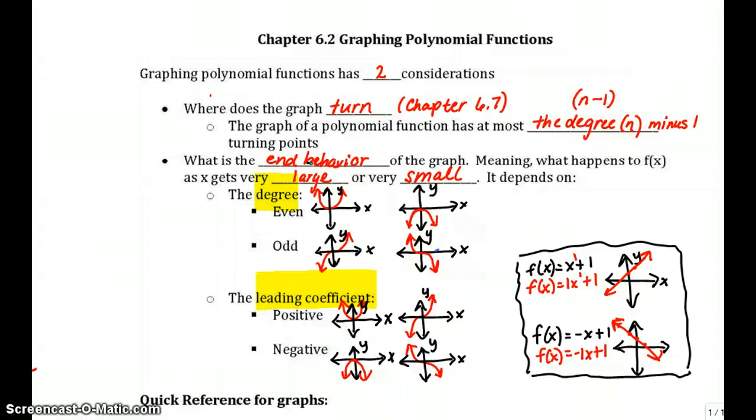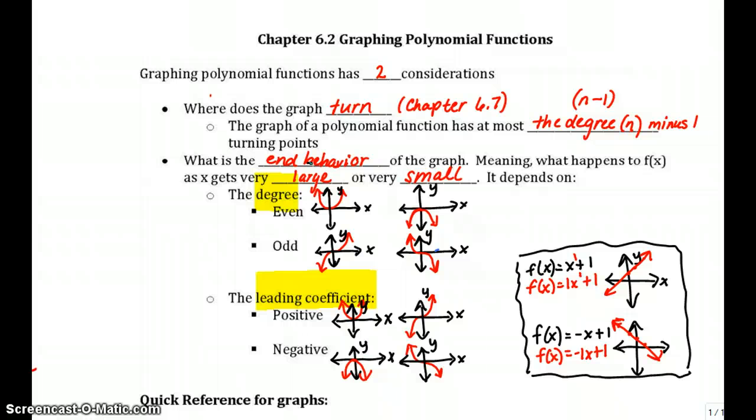So when you have an even degreed polynomial, it's going to be some type of parabola. It will either open up or open down. If the leading coefficient is positive, it'll open up. If the leading coefficient is negative, it will open down.